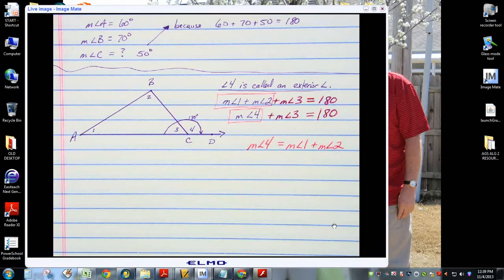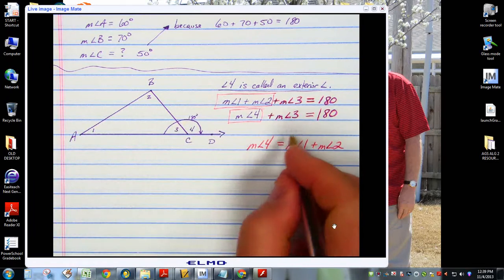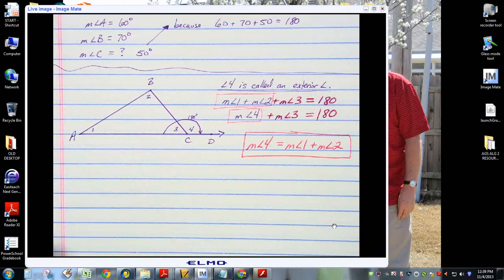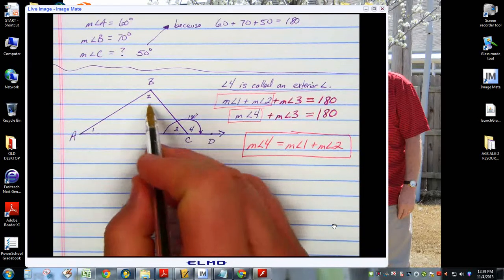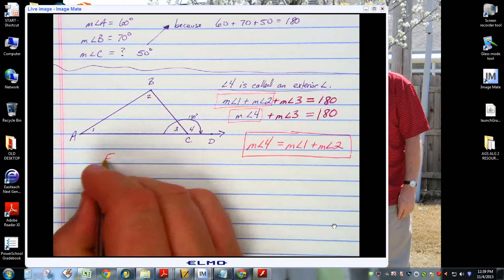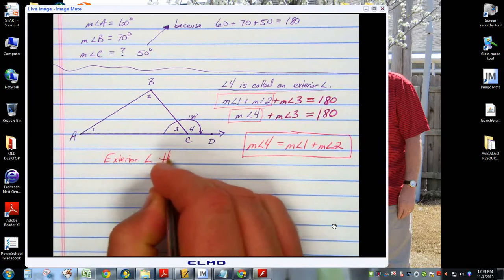Right? Because aren't they both what's left out of 180? Angle 4 is what's left out of 180 as opposed to angle 3, and aren't angle 1 and angle 2 added together what's left out of 180? This is called the exterior angle theorem.